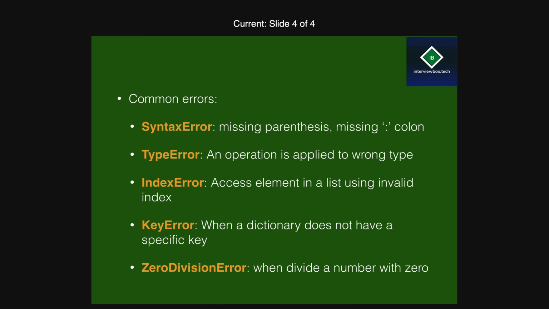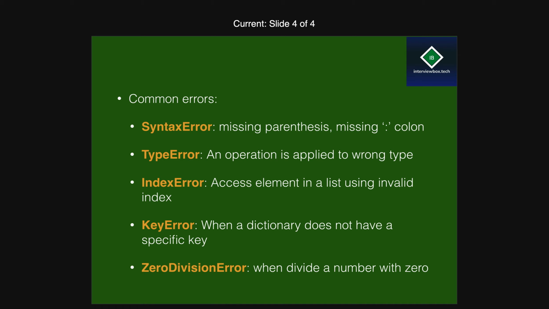These are some of the common error messages that we see in a program. For example, syntax error. A syntax error comes when you are missing, for example, parentheses with your function, or you're missing a colon after the function definition, or when you're using a loop like a for loop or while loop and you forget to put the colon there. That is the syntax error. The next is type error, where an operation is applied to the wrong type. For example, if you're trying to add an integer with a string, you will see the type error.